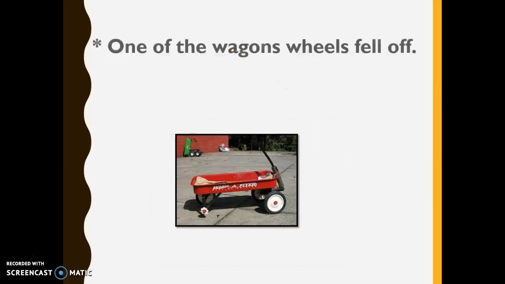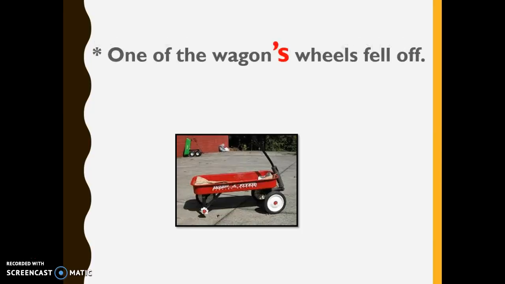Sentence number 6. One of the wagon's wheels fell off. Please pause the video at this time so you can find the possessive noun and insert its apostrophe. The correct answer is the possessive noun is wagon, and the apostrophe goes before the S because there is only one wagon.